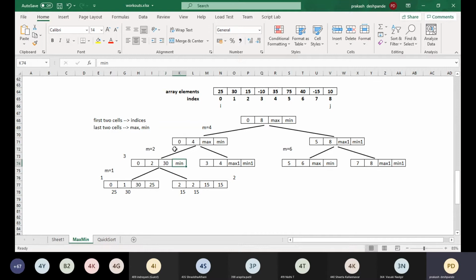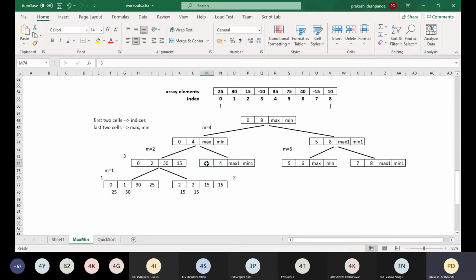Similarly, to calculate the min value, we have two values here. One is this min, that is 25. Second one is min 1, that is 15. So between these two, which one is minimum? 15 is the minimum. So the min value will get calculated as 15. Once this solution is arrived, next we need to look at the corresponding level, the right hand side. This we have to solve now.